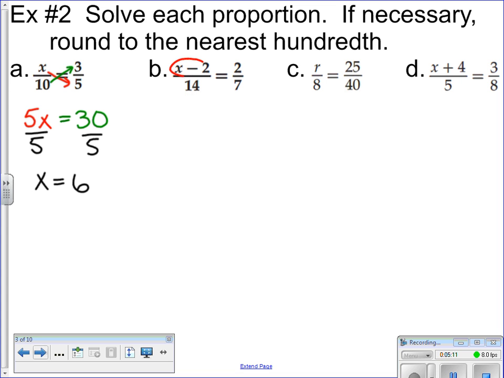So notice there's two things on top. So both of those get times by 7. So 7 times x is 7x, and 7 times minus 2 is minus 14. And then 14 times 2 is 28. So solve that equation, and then finish the other portions.